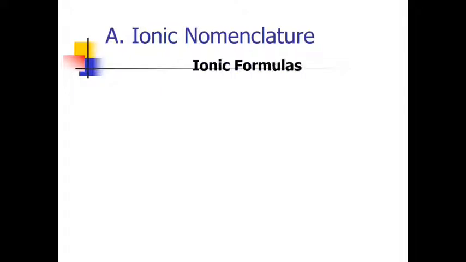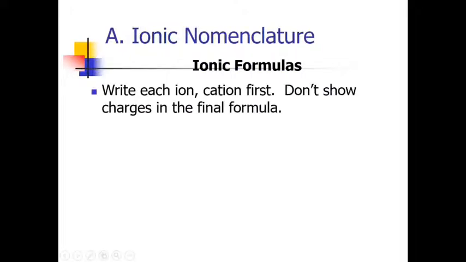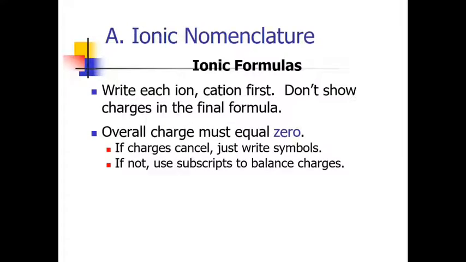And for our ionic formulas, you're going to write each ion. The cation is first. As a reminder, cations have a positive charge. The t looks like a plus sign. So cations have a positive charge, but we don't ever show charges, those pluses and minuses, in our final formula. The overall charge must be equal to 0. I will show you how to do this.